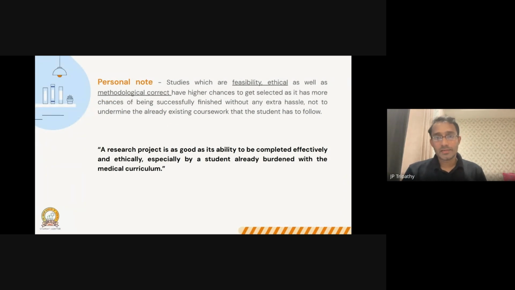A research project should be feasible. That means you should be able to finish it within the timeline. Ethical and methodologically correct, so the right method, correct objectives, and feasible objectives have a higher chance of getting selected. Don't aim for novelty. If you have a simple novel question, that's a bonus. But don't go for a novel question unless there is one, and don't go for big sample sizes. Always consider feasibility. Next, please.